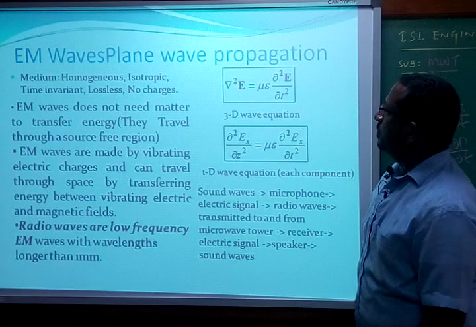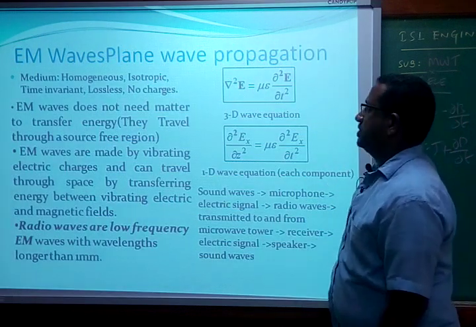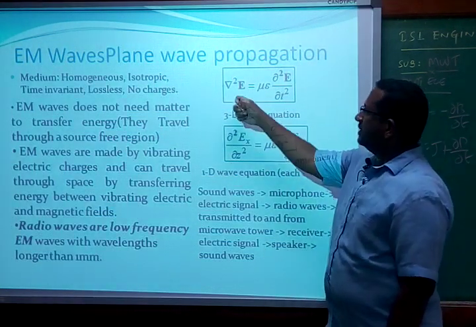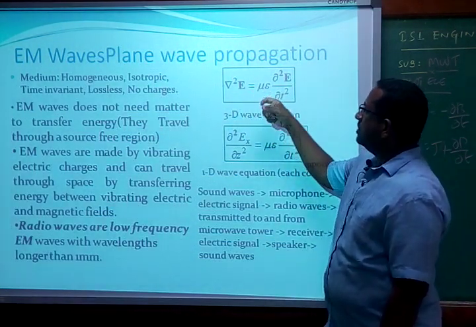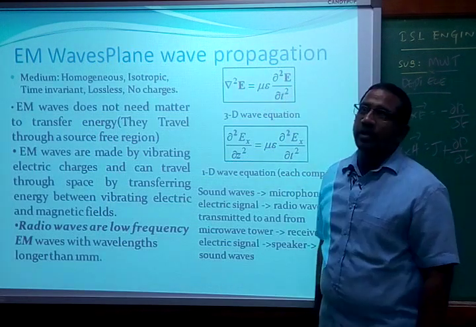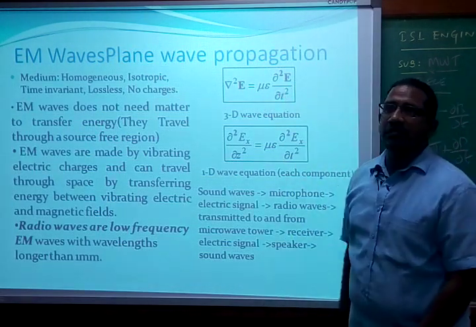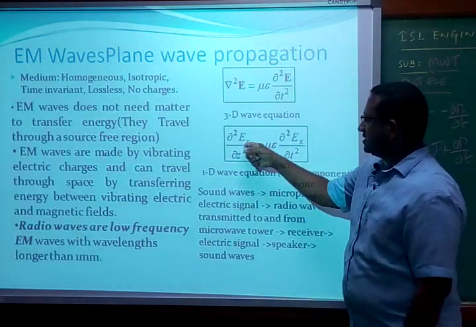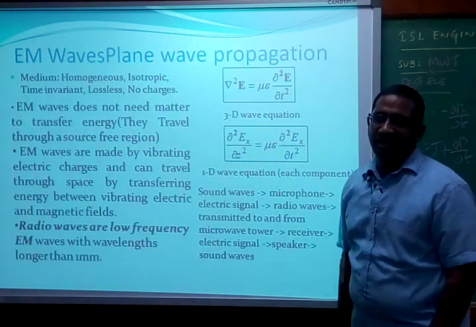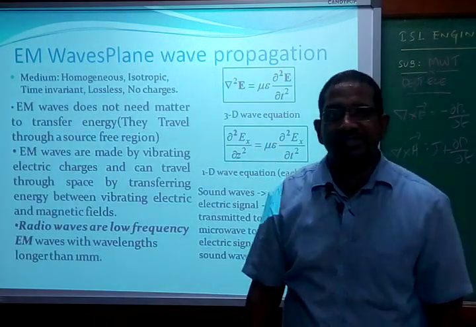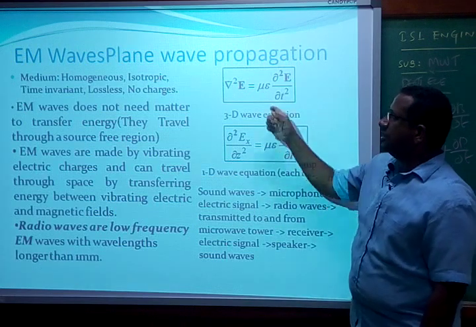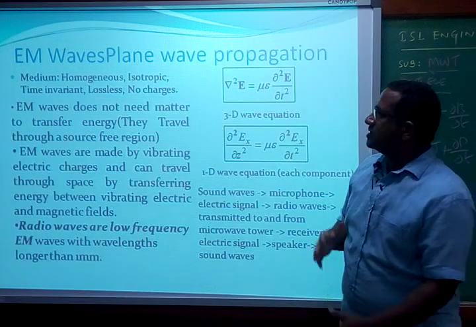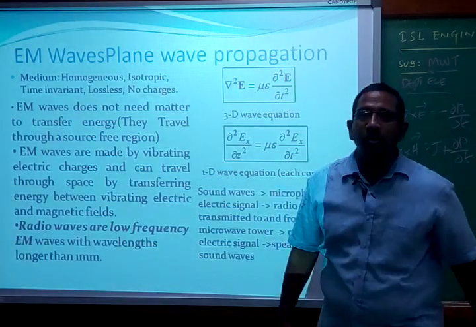Now next one is electromagnetic waves, plane wave propagation. Basically in the syllabus, first unit, we start with del square E is equal to mu epsilon dou square E by dou t square. It is a three-dimensional wave equation. How can I say it is a three-dimensional wave equation? Because this E can be written as Ex or Ey or Ez if you consider a Cartesian coordinate system. Based on the coordinate system, E is going to vary. E may be E phi, E rho, E theta. So based on the coordinate system, this E is going to change.